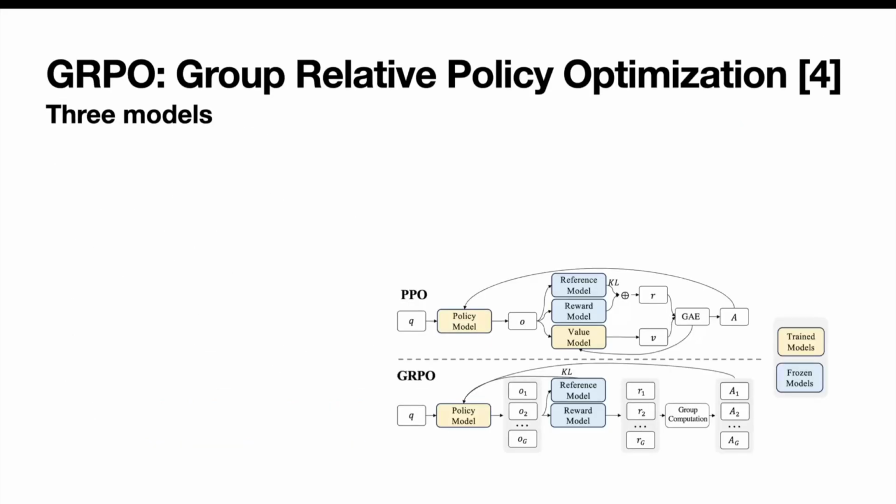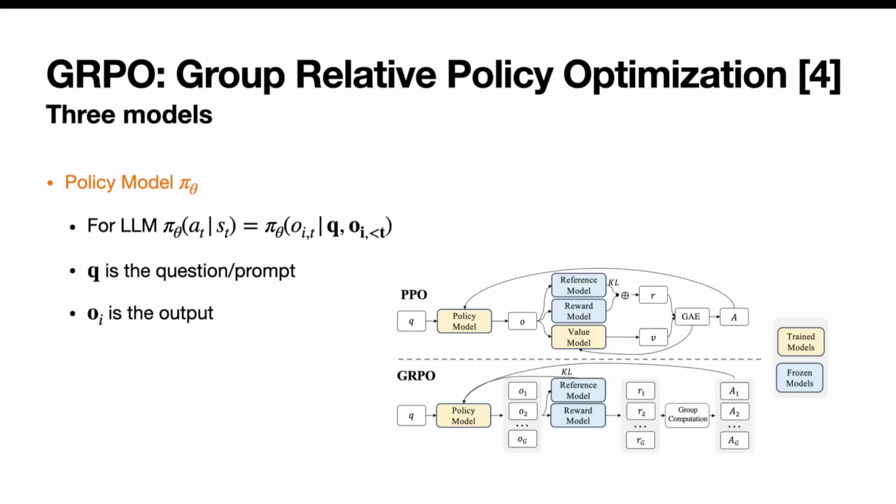Now let's move from PPO to GRPO, which stands for Group Relative Policy Optimization. Compared with PPO, GRPO uses a simpler setup. Recall that PPO involved 4 models: the policy model, the reference model, the reward model, and the value model. GRPO keeps only 3 of them. The value model is dropped.